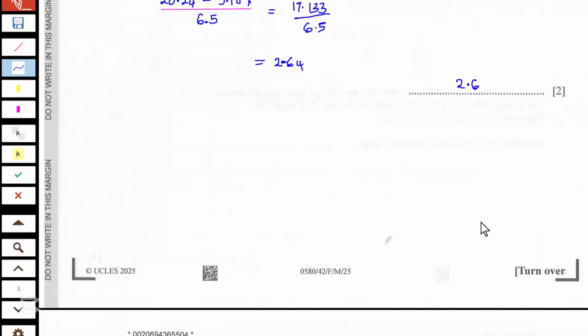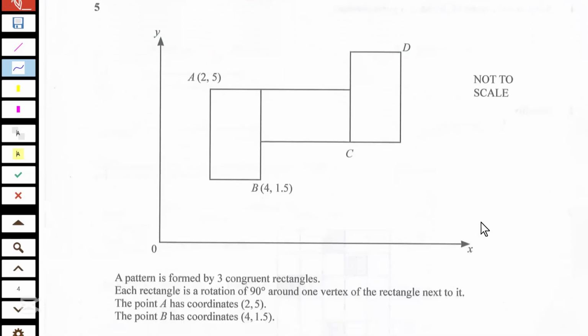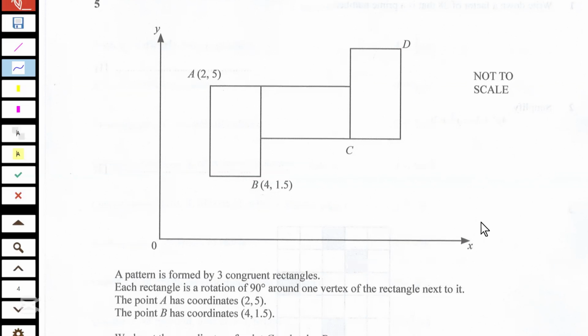So the next question, 5. We're given a pattern that's formed by 3 congruent rectangles. Each rectangle is a rotation of 90 degrees around one vertex of the rectangle next to it. The point A has a coordinate of 2 and 5, and the point B has a coordinate of 4 and 1.5. Work out the coordinates of point C and point D.